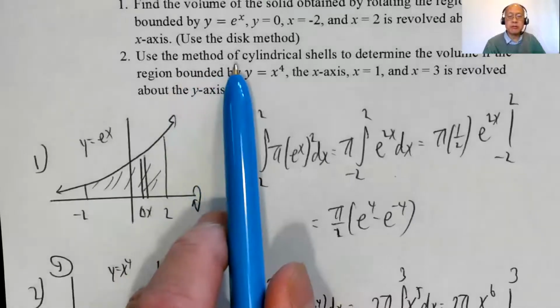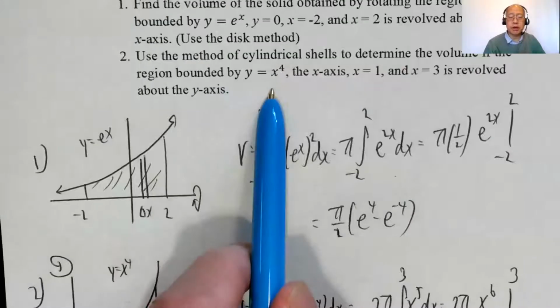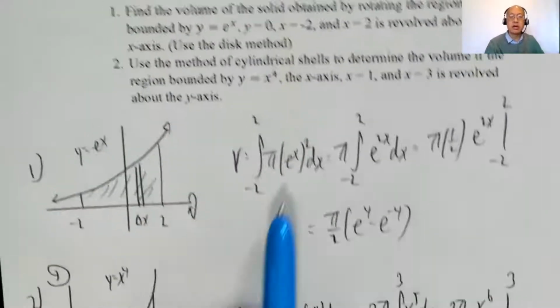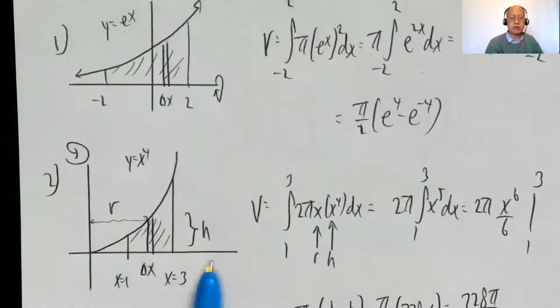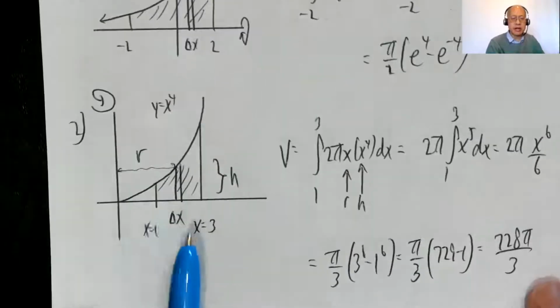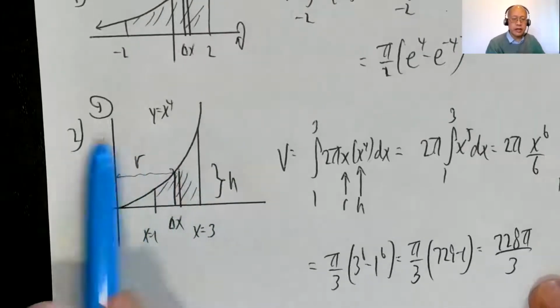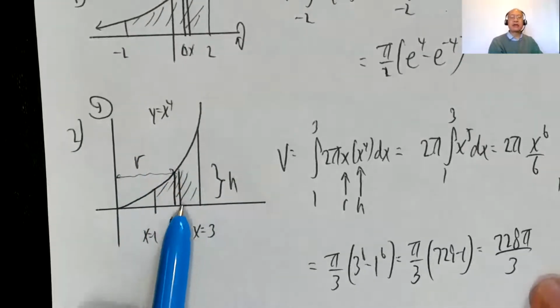Okay, number 2, use the shell method, cylindrical shells. Determine the volume of the region bounded by y equals x to the 4th, the x-axis, which means y equals 0, x equals 1 and x equals 3, and you spin about the y-axis. So x equals 1, x equals 3, y equals x to the 4th. You're spinning this way. So my slice is going to be delta x.